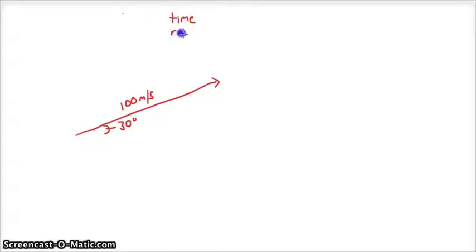In addition, they could ask you about range. That means distance traveled in the x direction. And then finally, they could ask you for max height, which is the distance traveled in the y direction. I'm going to show you a way to solve for all three of these things in less than a minute without using a single equation.